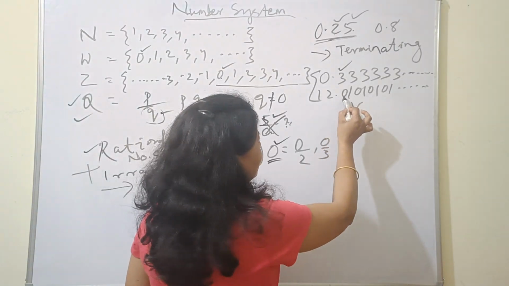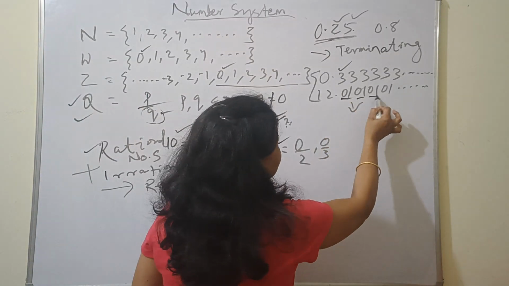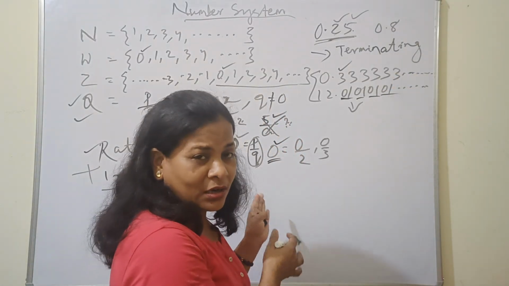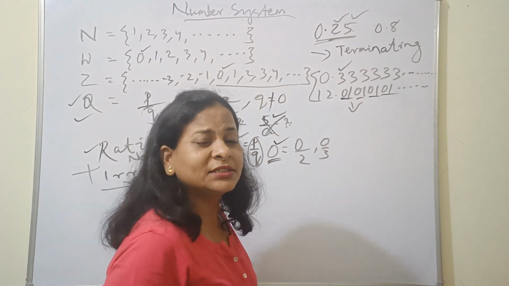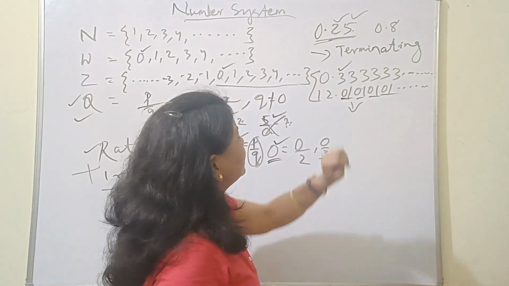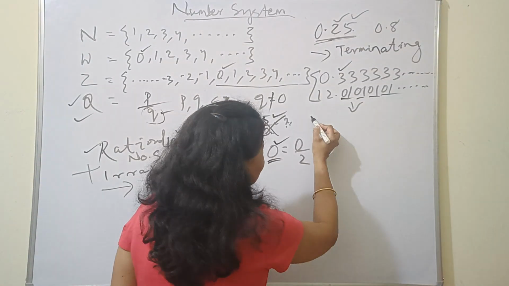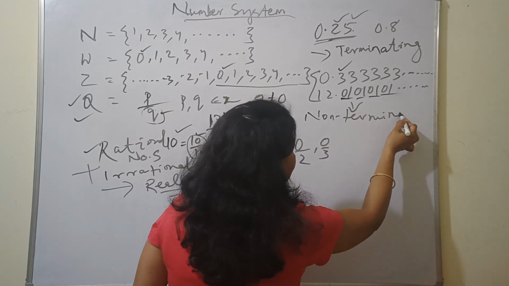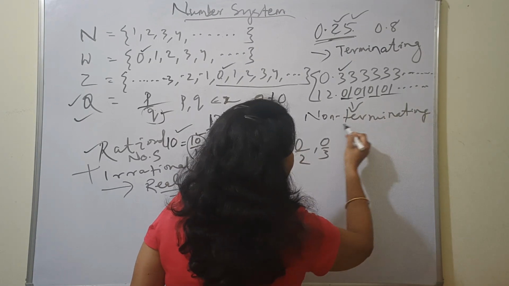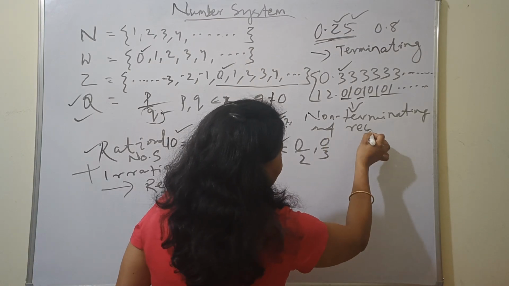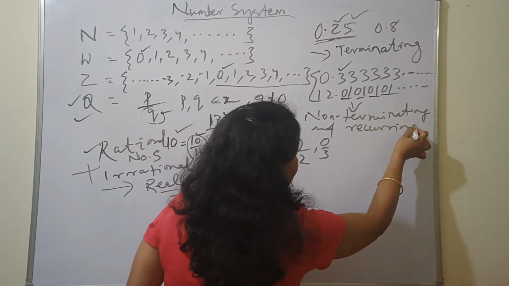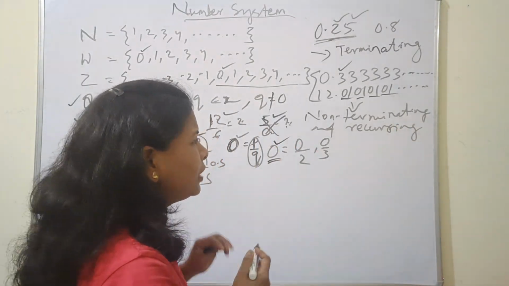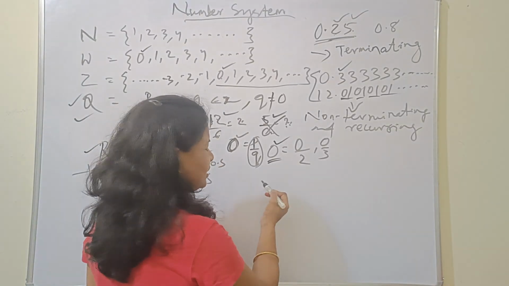This is also having a set of numbers 0, 1, 0, 1, 0, 1, 0, 1. This is also getting repeated. This is also recurring. So non-terminating and recurring numbers of decimals are also there. So you understood, one is terminating and this type of numbers are called non-terminating and recurring. Now come to another kind of decimal representation.